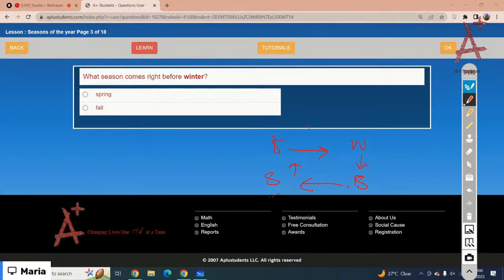Got it? So you need to see now which season comes before winter. So which one is before winter? Here is winter. Got it? So before winter you have fall. So the correct option is fall. Before winter you have fall. So the correct option is fall.